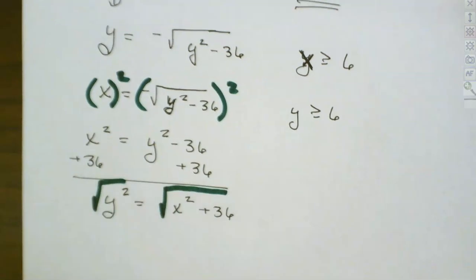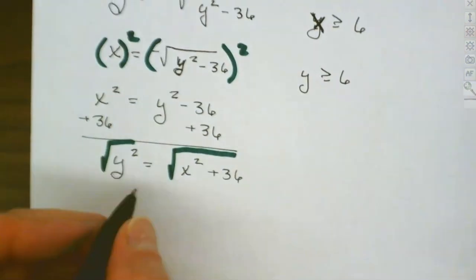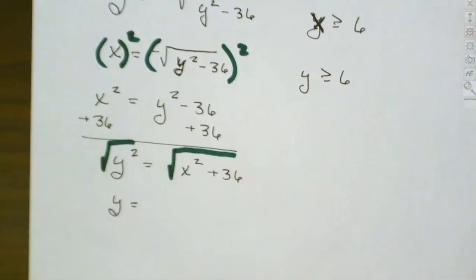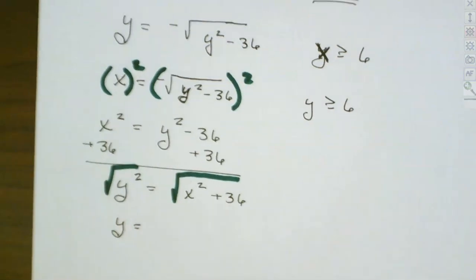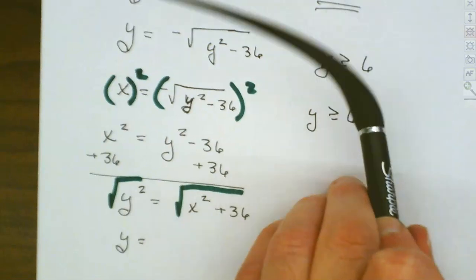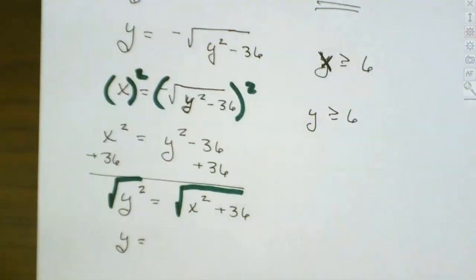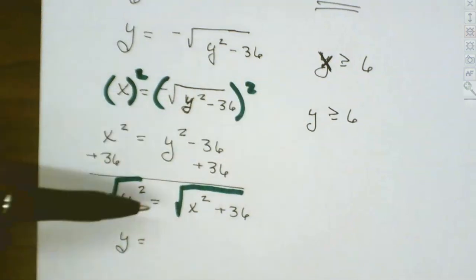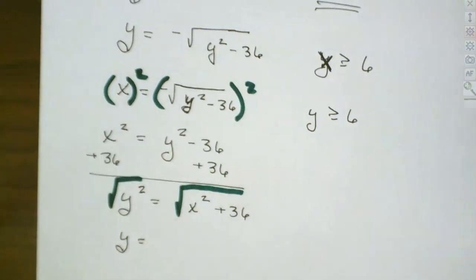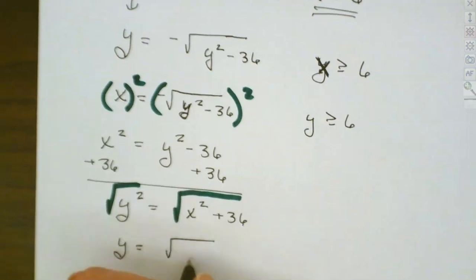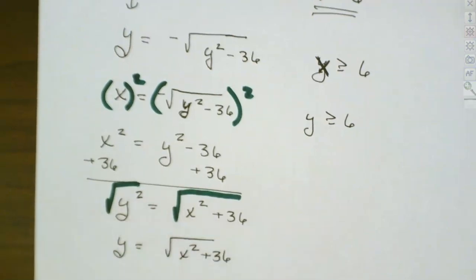Well, the opposite of a square is the square root. Now, normally when you take a square root, you get a plus or minus, right? But we don't have that plus or minus. Why not? Because we restricted our domain. x has to be greater than or equal to 6. We flipped it all around. y has to be bigger than 6. So when we took our square root, we can do that because we can take the square root of a positive number. It still comes out to be a positive value. And that's going to leave you with the square root of x squared plus 36.